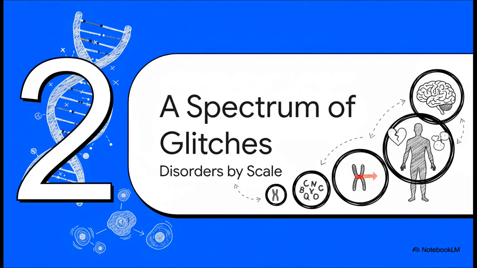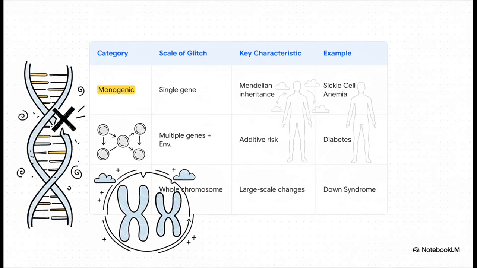So we've understood the typos, but how do they actually translate into diseases in a real person in the clinic? Well, it turns out the scale of the glitch, the size of the mistake, that matters. And it matters a lot. We can classify these genetic disorders into 3 main buckets, based on the scale of the problem. First, we have monogenic disorders. Mono means one, right? So this is caused by a big mistake in just one single gene.